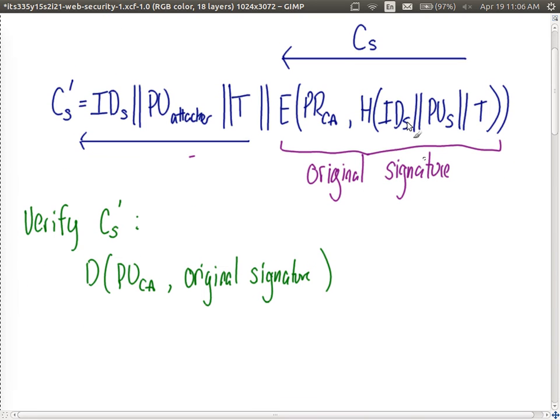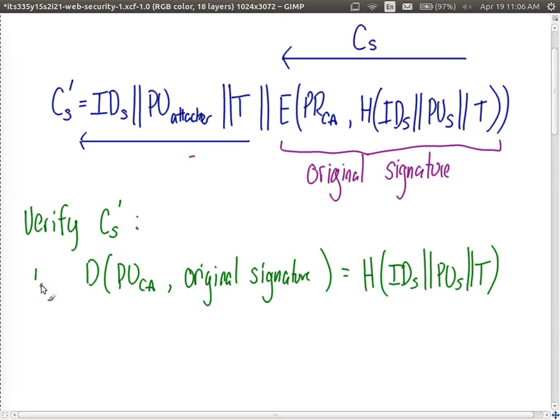That is this part. What do we get? Well, we get the original contents: the hash of IDS, PUS, and T, the timestamp. When we decrypt this ciphertext, we get the original plain text. Because it was encrypted with the private key of the CA, it was decrypted with the public key of the CA, we get the original input.